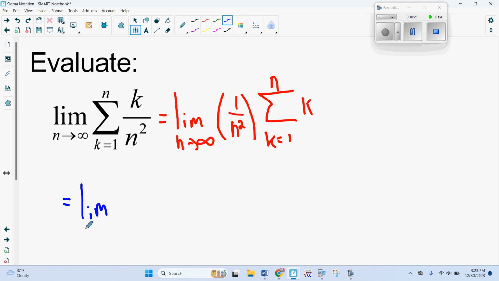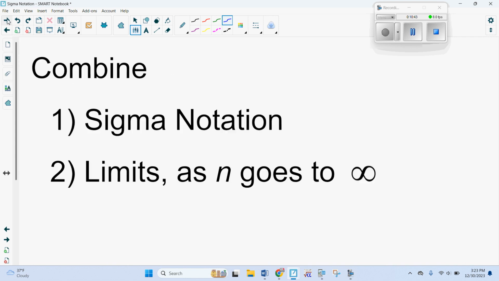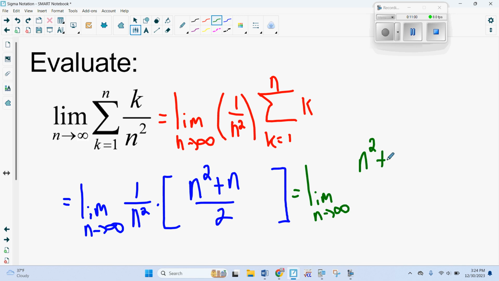So once we have the n pulled out of the sigma, and we have 1 over n squared, we then can write the sigma as our formula. So if we go back to our formulas, the sum of k is n squared plus n over 2. So this would be n squared plus n over 2. If I write this as, simplify those two fractions, this gives me n squared plus n over 2n squared.